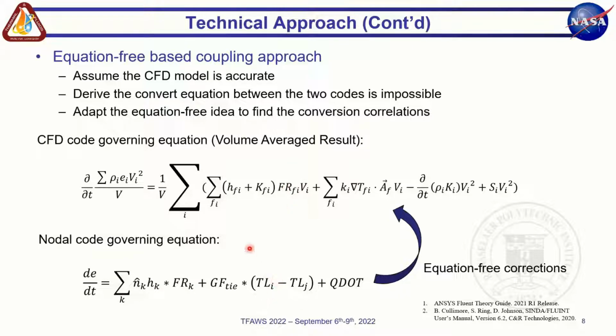We can see clearly that they do have some differences. First, they denote the flow rate differently, and this is the flow rate term in the nodal code. The CFD code is more like a detailed calculation followed by averaging, but the nodal code is an average-level calculation. So there must be differences. Therefore, we can adapt the equation-free idea to find conversion correlations, not the accurate conversion equation, but equation-free based conversion correlations, to solve this problem.